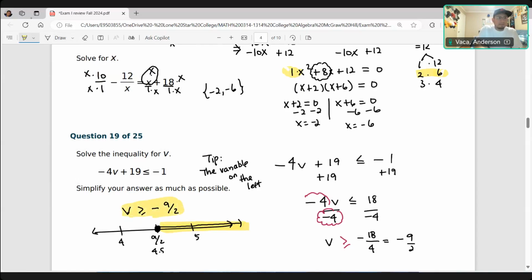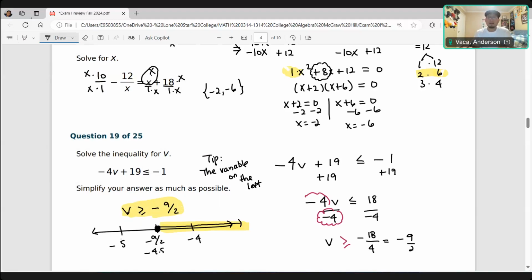Oh, I made a mistake. I didn't check the signs. Negative 5, negative 4, negative. Okay, that's better. So all the answers will be to the right of negative 9/2. So therefore, again, if the variable is on the left, it is a lot easier to understand.